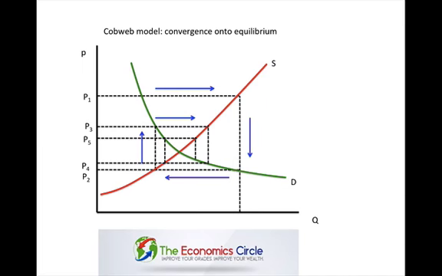Hi, this is a quick review of the Cobweb model, which was devised by Nicholas Kaldor in the 1930s using Marshallian demand and supply curves. If we start at price one, where there's been, let's say, a harvest failure for raspberries or something, so the price is quite high.